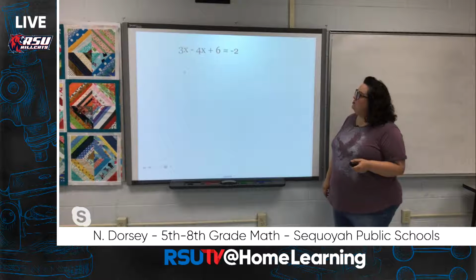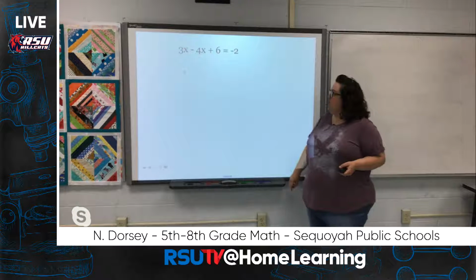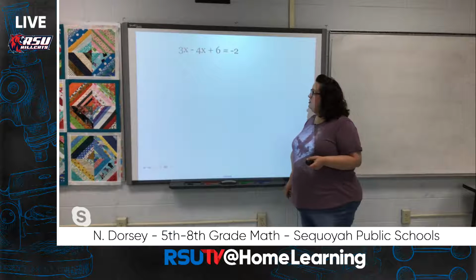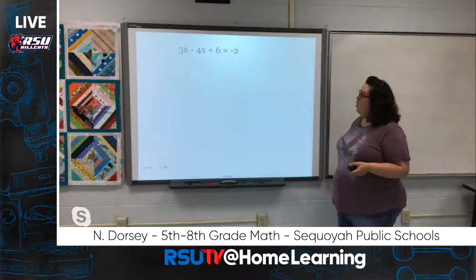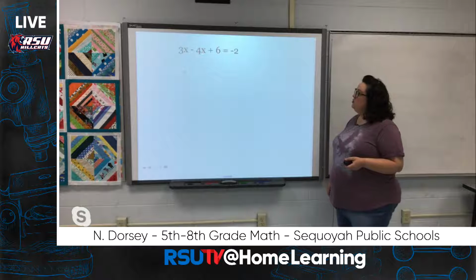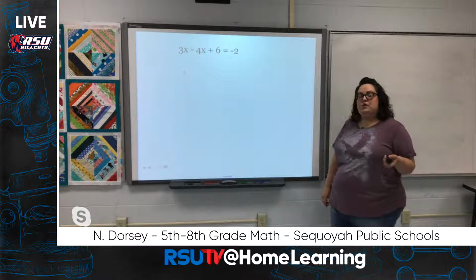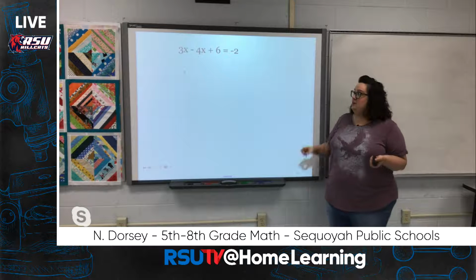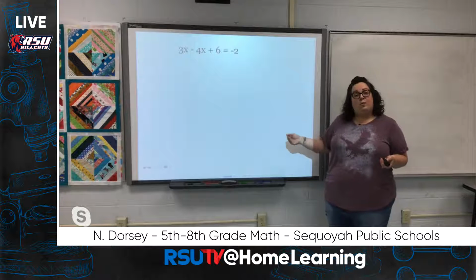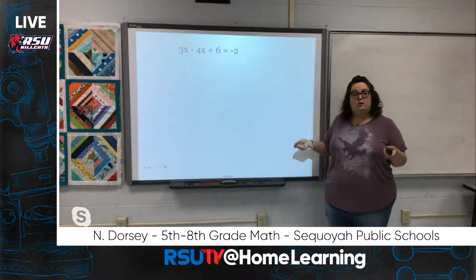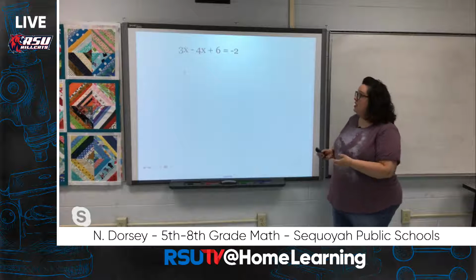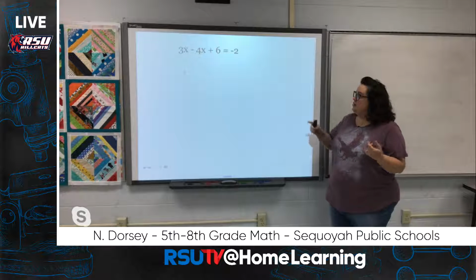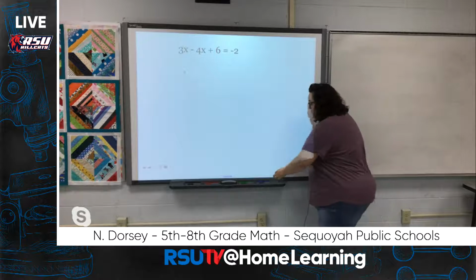Okay, so this is the first problem we have. We have 3x minus 4x plus 6 equals negative 2. So the first thing I'm going to ask myself is, do I see any parentheses? And the answer to that is no. So I'm going to go back to step 2, and that says put together any like terms. And I do have like terms. I have 3x and negative 4x.